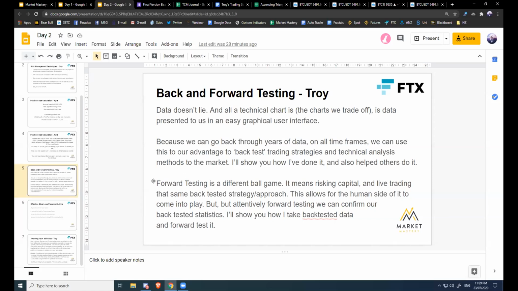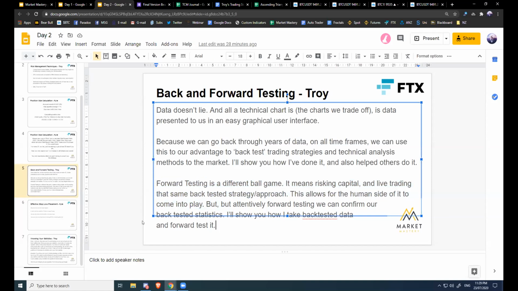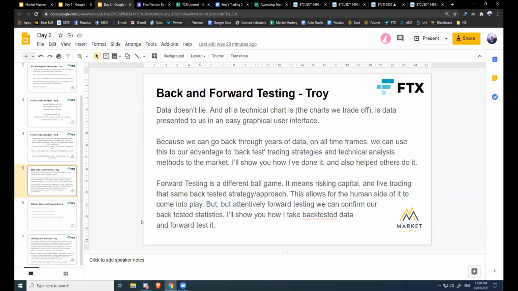So moving on to forward testing. Forward testing is a different ball game. It means that you're risking capital. Yes, this has been recorded. It means you're risking capital in live trading. So you're bringing that human side into it, to forward test your backtested strategy approach.